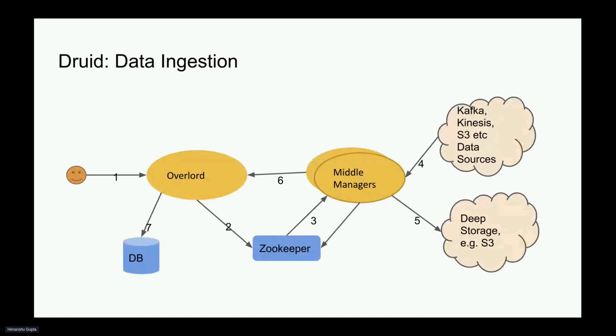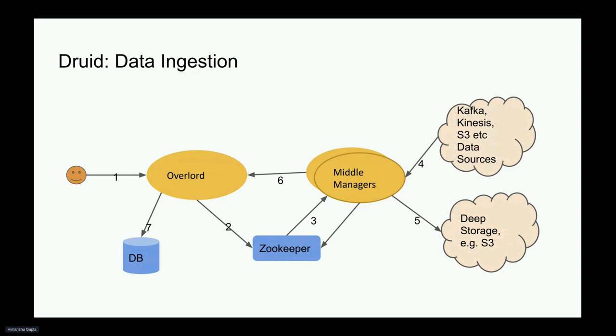So for example, if you wanted to pull data from Kafka continuously, you'll submit something called a supervisor. In that spec, you list what your Kafka broker address is, what your topic is, et cetera, and which table in Druid you want to ingest the data into. And then Overlord in turn will start a bunch of tasks depending upon how many partitions you have in your Kafka topic. And then it will assign those tasks to these worker nodes called middle managers.